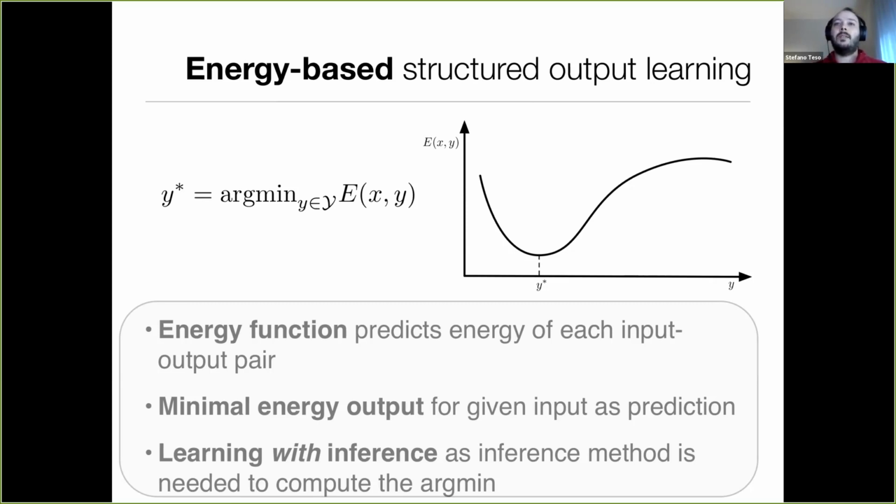Now, what we want is essentially to learn an energy surface that has low energy for all the correct outputs and higher energy for all the bad outputs. Techniques for doing so revolve around standard strategies from machine learning. Something that really pops out in this setting is that learning requires performing inference, which can be quite computationally challenging, let's say. And I will show you in a second why.